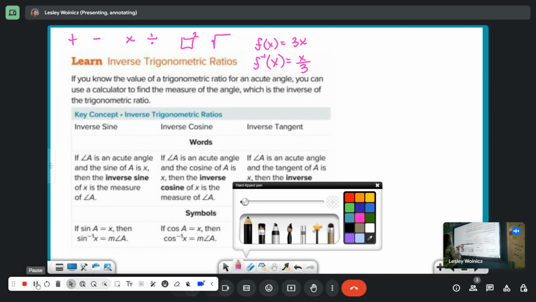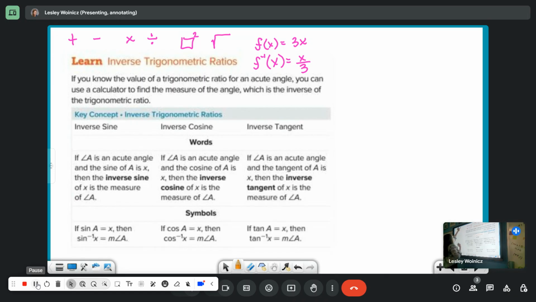So if we can think about our ratios not just as ratios, but as functions, where we feed the function an angle and we get out a ratio, then the inverse of that function, we will feed it a ratio and we will get back an angle. So it just does the opposite.